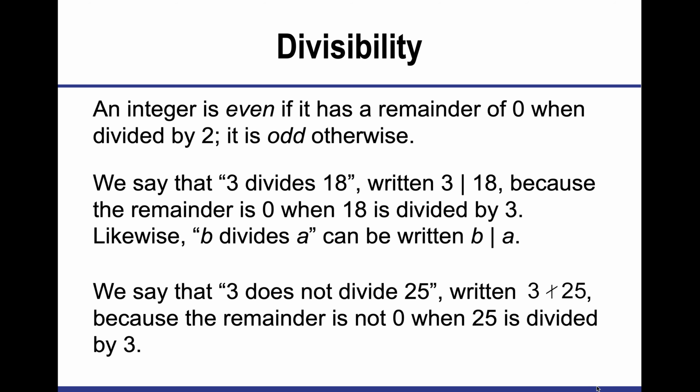We would say that 3 does not divide into 25 evenly. It does not have a remainder of 0 when 25 is divided by 3. So this is just an example of remainders. This is not an example of finding an even or an odd number. It's just a review of remainders.